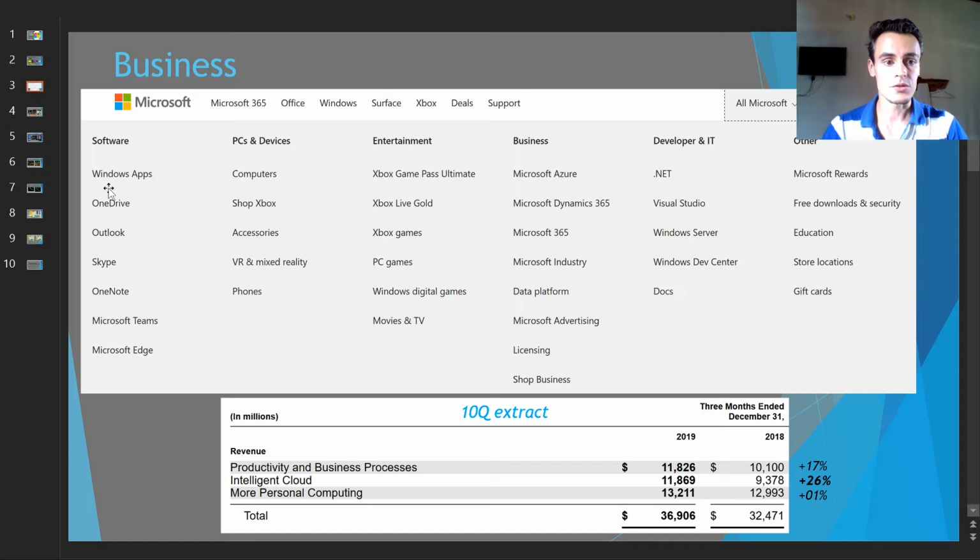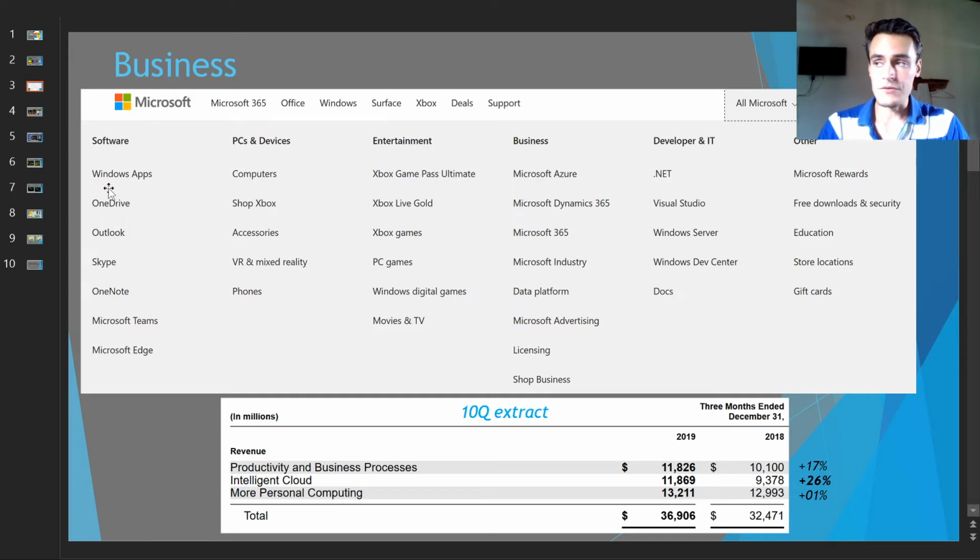Basically, Microsoft has different sales subdivisions, which are software, so all of Microsoft Windows, and also PCs and devices, so they sell hardware. They are also involved in entertainment, so PC games and also the Xbox. They also look into business software and developer tools.